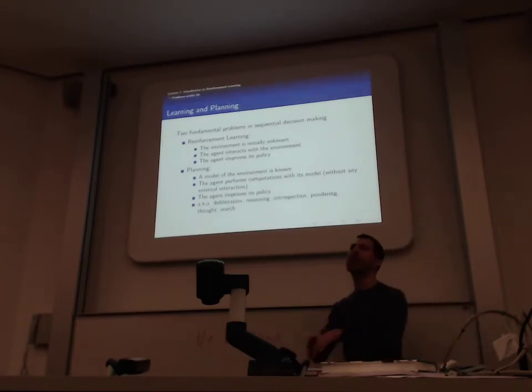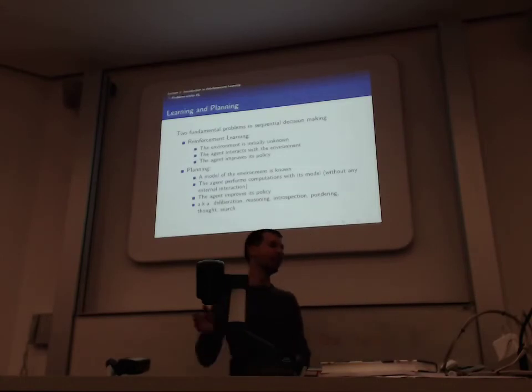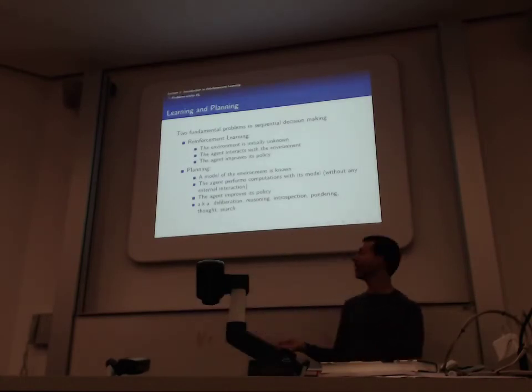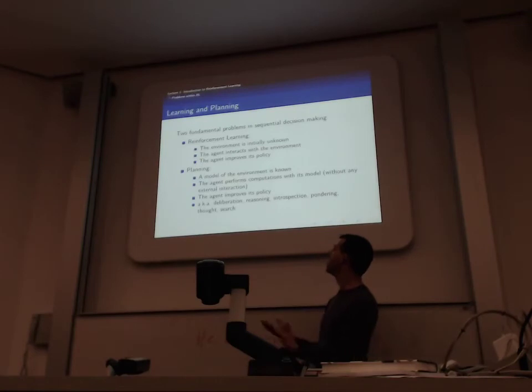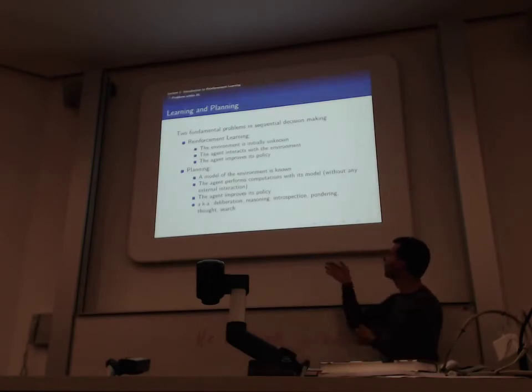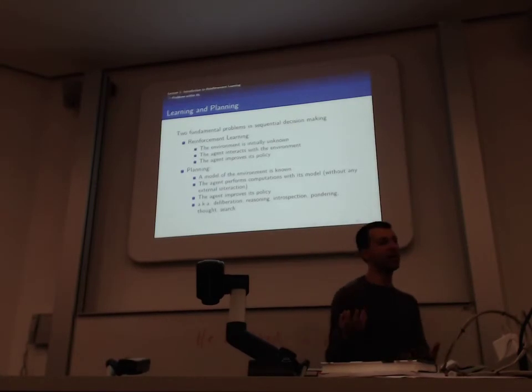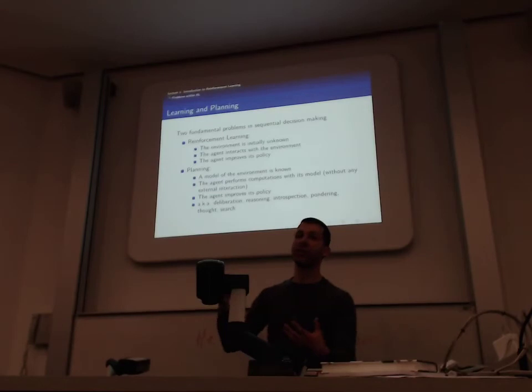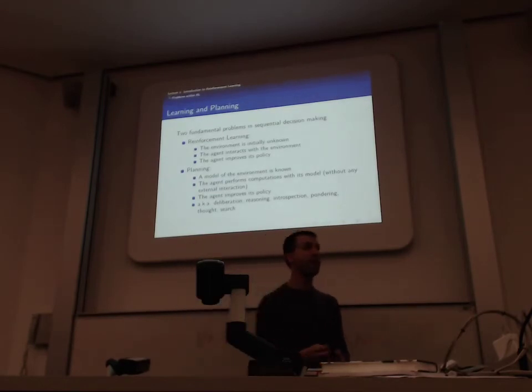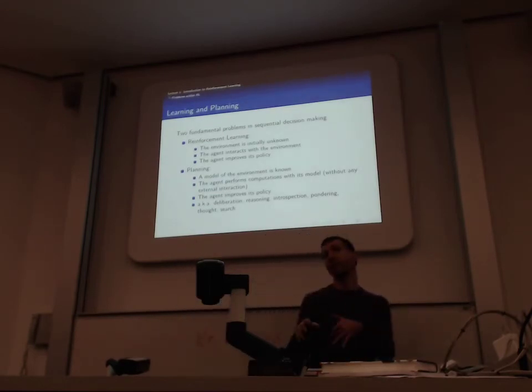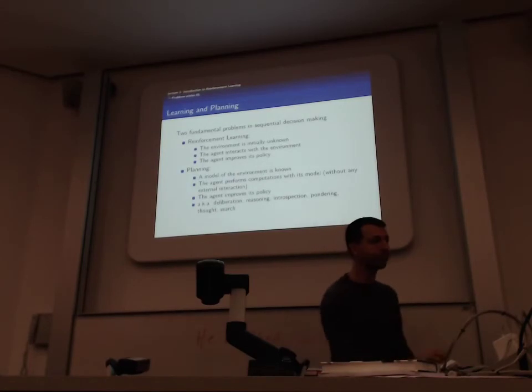I don't want to take this too literally, but some people might argue that what we mean by things like deliberation, reasoning, introspection, pondering, thought, and search can all be thought of as a kind of planning. These are planning processes where some agent is trying to reason about what it should do next by imagining how it might interact with some model that is given about how its world works.